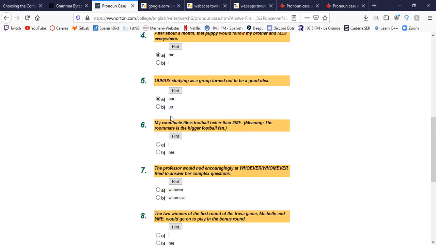So I won't say that us is wrong in a sense. It's not right to call it wrong. It's just that it's not precise. It's not as precise as our.